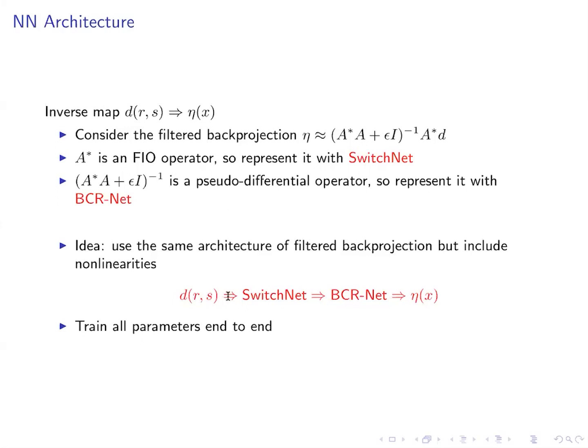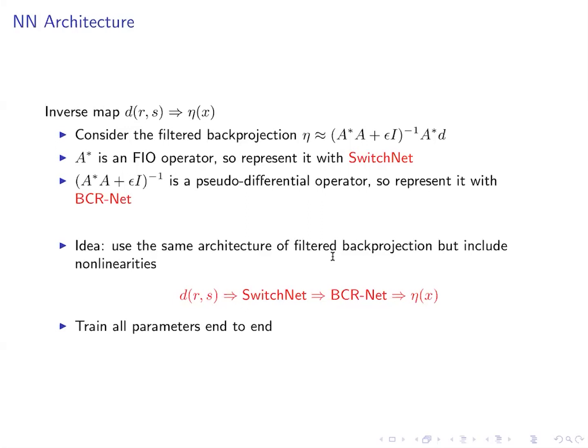Is that to take our D, the input data, as a bunch of data, we're going to use a SwitchNet to implement A star, and then use a PCRNet to implement this inverse here, and that will give us eta. Now, even though this was motivated by linear architecture, because we make it very rich by including internal layers and the ReLU nonlinearities, this architecture is able to handle quite reasonable nonlinearities. So finally, we're going to train all parameters from end to end using the data samples.